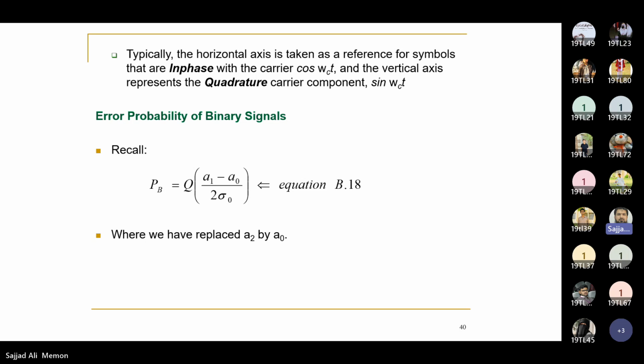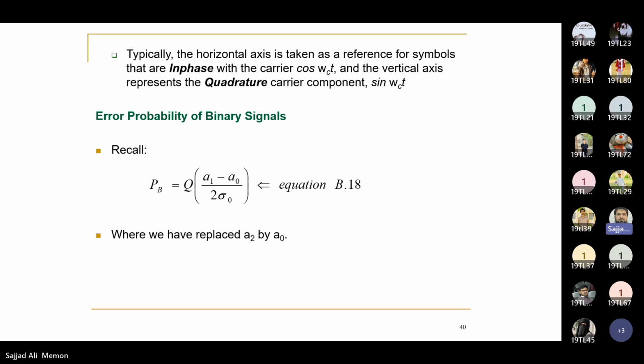So we represent the in-phase component on the horizontal axis with the cosine function, and the one that is at 90 degrees, that is the quadrature component or the vertical axis component, is represented with sine omega ct, because sine 90 is equal to 1.